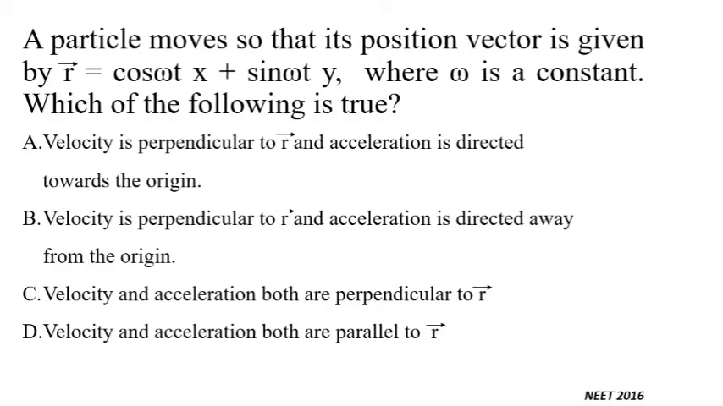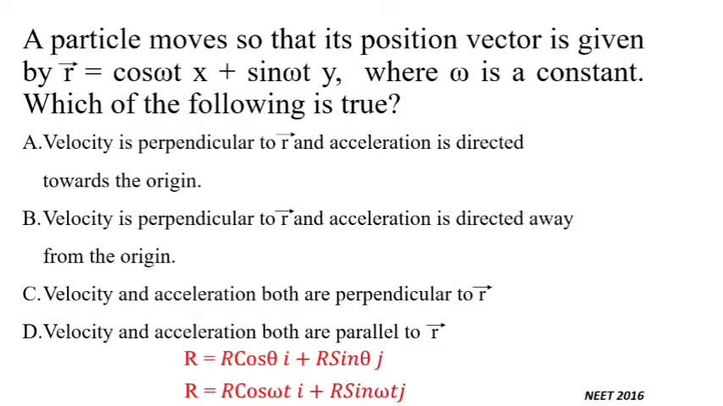In this problem, it is given that a particle moves so that its position vector is given by vector r equal to cos omega t x plus sin omega t y. So this is the same form as we have seen for position vector. Just by looking at this equation, one should understand that this is the equation for circular motion. Next, it is given that omega is constant, that means it is a clear case of uniform circular motion.